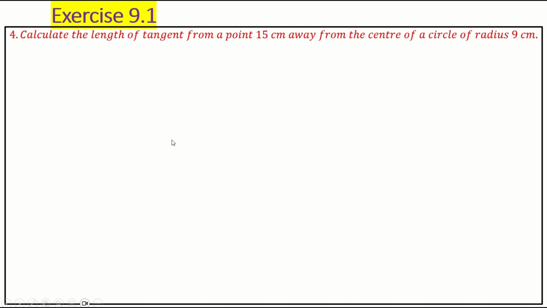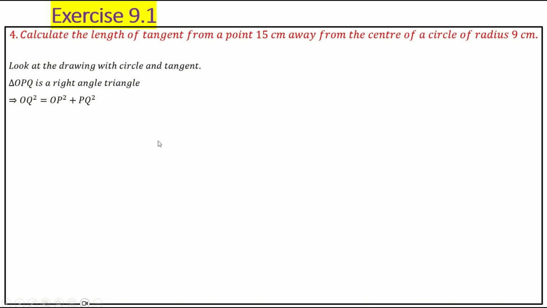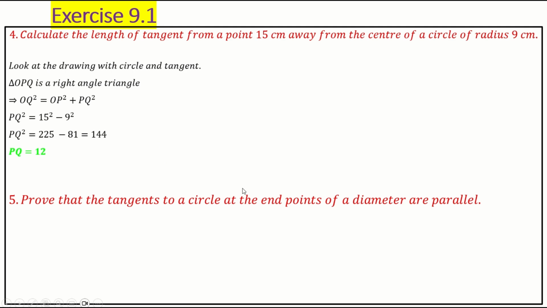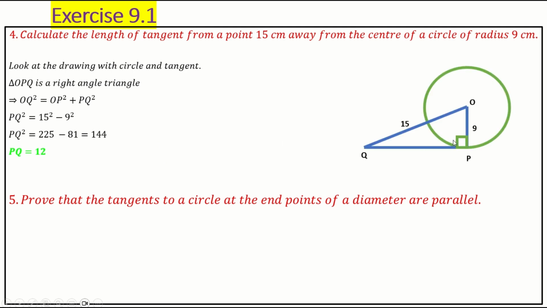Calculate the length of the tangent from a point 15 centimeters away from the center of a circle of radius 9 centimeters. You have a circle with center O, and the radius is 9. Then you draw a perpendicular line to the radius here, PQ, and you cut it from the center at 15 centimeters. This is nothing but Q. You will draw it like this. Now PQ will be 12 centimeters by calculation, 15 square minus 9 square, which is 12.